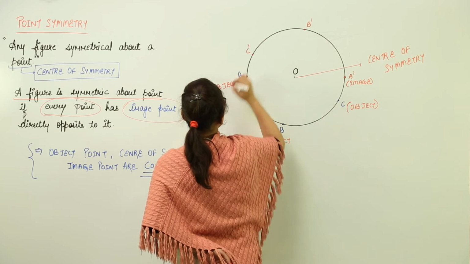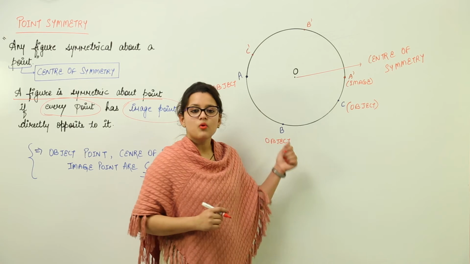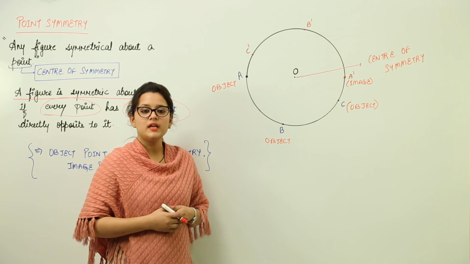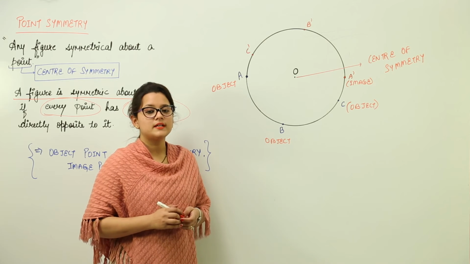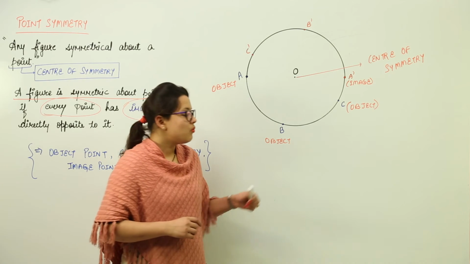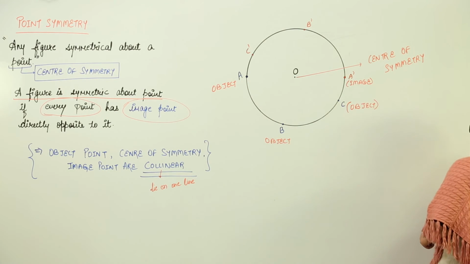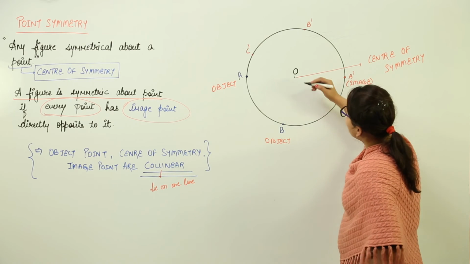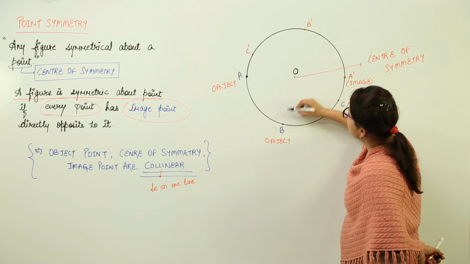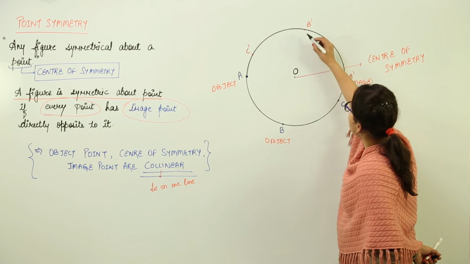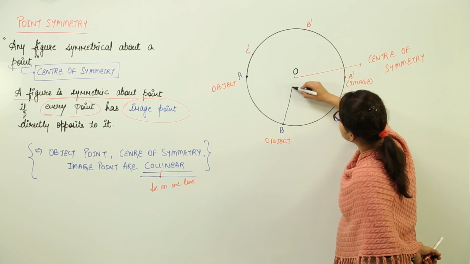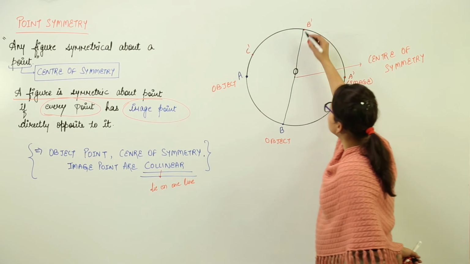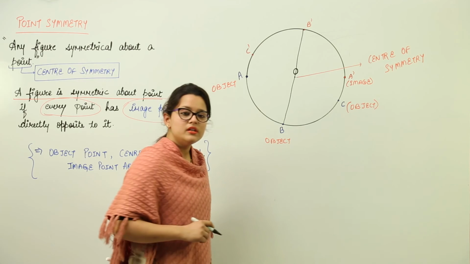Now if I ask you to check whether the object point, center of symmetry and image point are lying on the same line or not, that is, whether they are collinear or not, what can you do over here? You can make a line and check if they all lie on the same line. If you want, you can check the object point B, center of symmetry O and B dash. If you join them with a straight line, you would find that all the 3 points lie on the same line. That means they are collinear to each other.